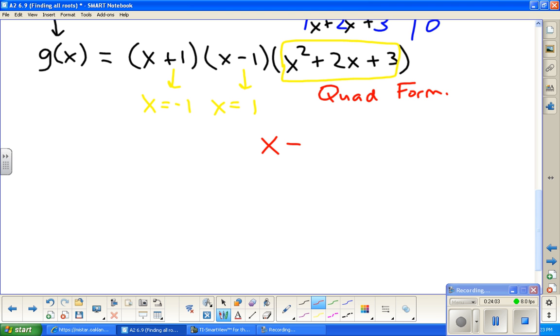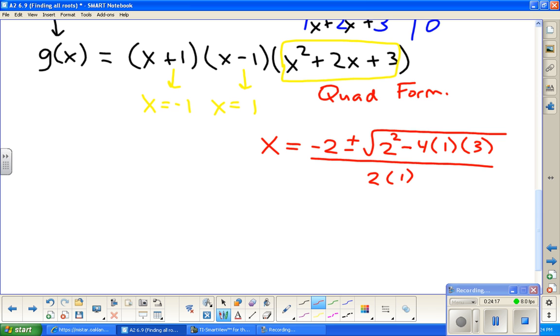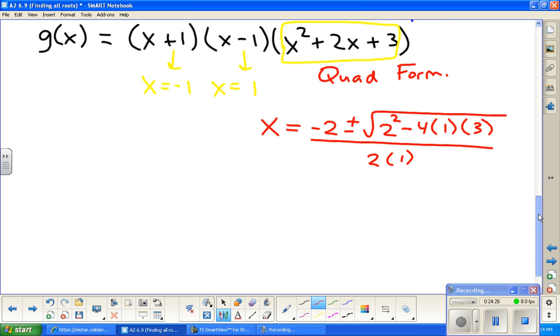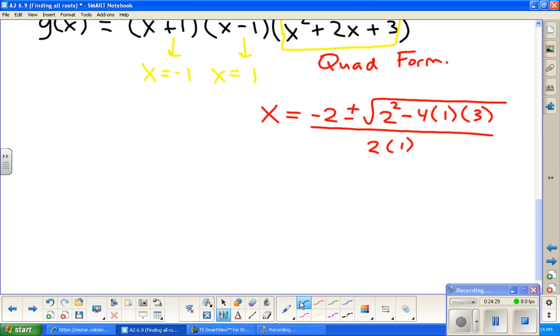So x equals opposite of b, so negative 2, plus or minus, big square root, b squared minus 4ac, all over 2a. Yep, quadratic formula. And if we just simplify that, we'll get our answers and finally finish this problem. All right, so what do we got under the square root? 2 squared, so 4 minus 12. 4 minus 12, so negative 8.